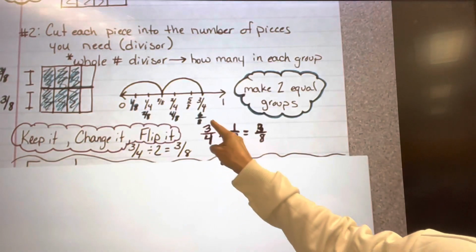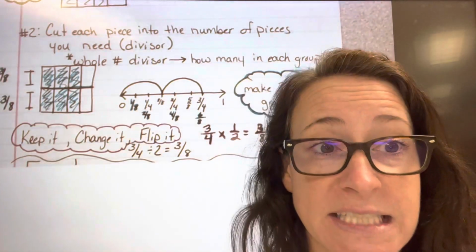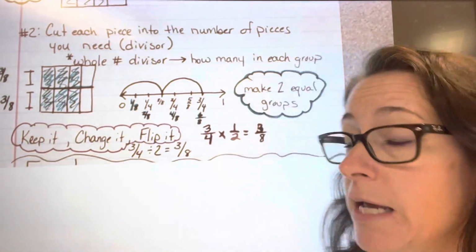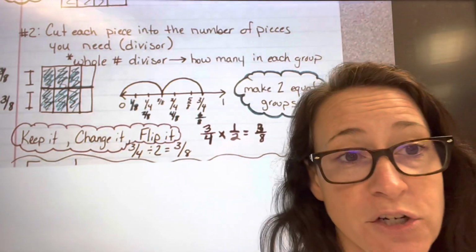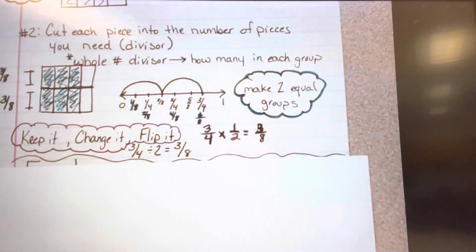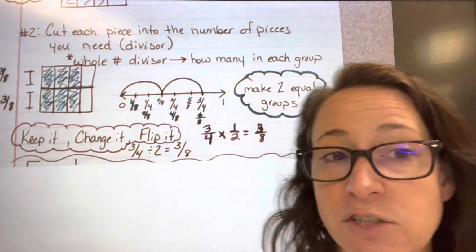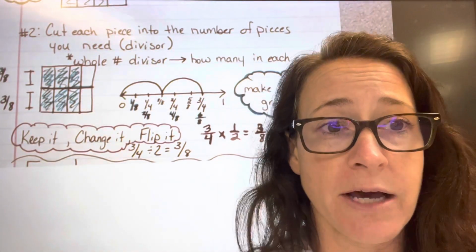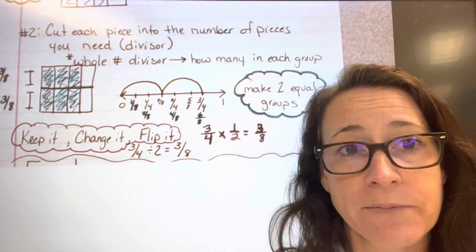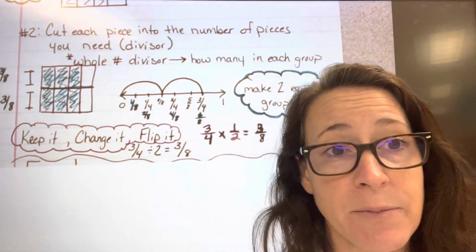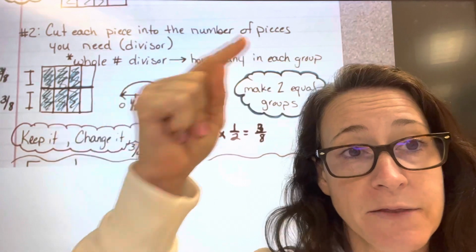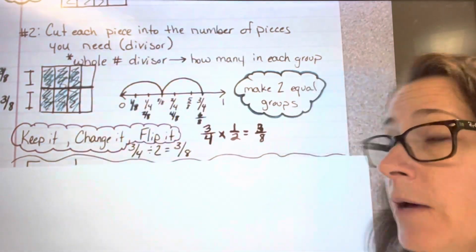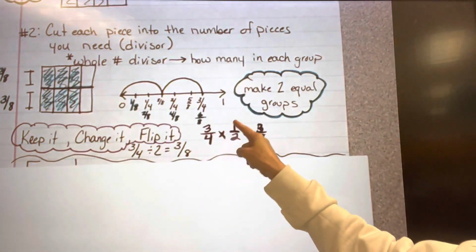So you keep the dividend the same. The dividend always stays the same, okay? You're going to change your operation, so you're going to use the inverse, okay? And you're going to flip your fraction. So if your fraction was 2, remember you can always give a whole number a denominator of 1. And when you flip it, the 1 that was the denominator becomes the numerator, and the 2 that was the numerator becomes the denominator. So we have 3/4 times 1/2.